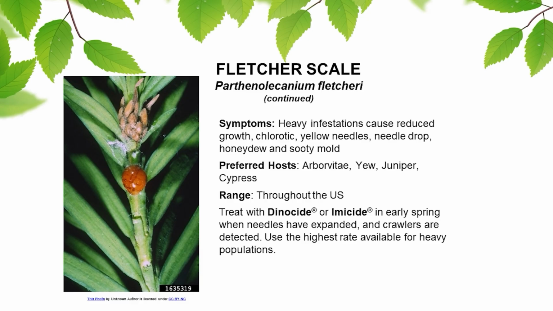Fletcher scale infestations cause reduced growth, chlorotic, yellow needles, and premature needle drop. They produce honeydew and sooty mold. The preferred hosts are arborvitae, yew, juniper, and cypress. Fletcher scale may be found throughout the United States.